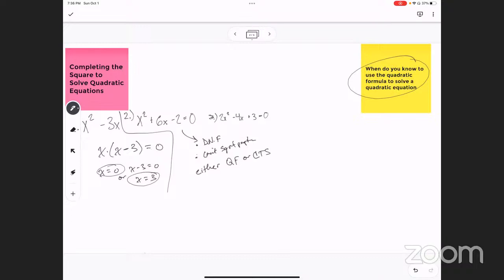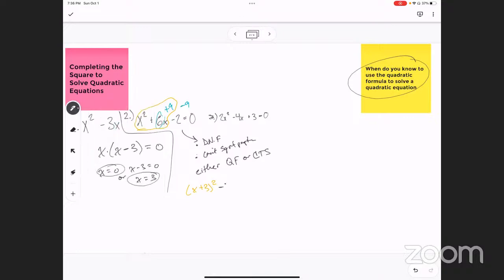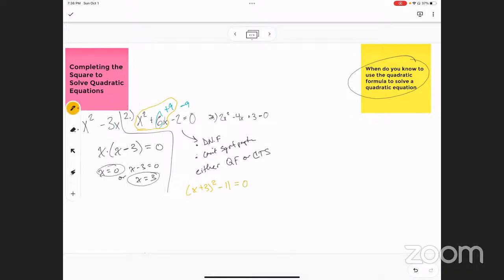So let me do both of them real quick so you can see, and then you can pick whichever one you think is better. So remember what I taught you? Take half of this, which is 3, and square it, which is 9, add it, and subtract it to that same side. I'm going to just do it in shorthand up here. So this factors to what? x plus 3 squared. Perfect. And then what's negative 2 minus 9? Negative 11. Very good. So that's minus 11, and that equals 0.